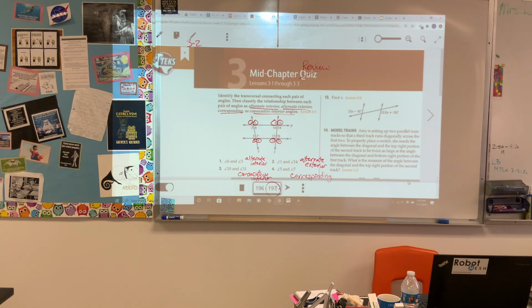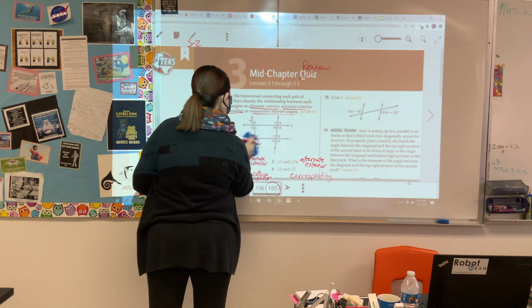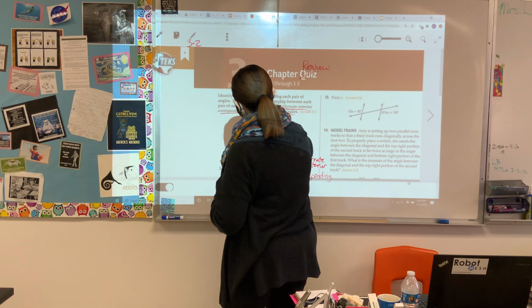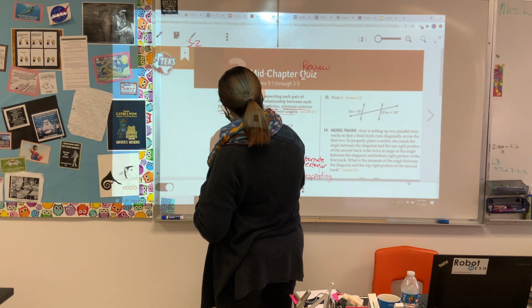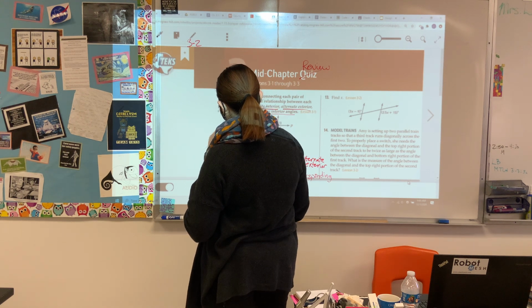Alternate exterior are non-adjacent exterior angles on opposite sides of the transversal. So this is the transversal. So would it be 1 and 7? No, because 1 and 4 are on the same side of the transversal. I'm talking about the transversal on that example. Oh, on this one? Yeah. It's not, I don't think it's true. No, because this is the transversal. It would be like 1 and 8 or 5 and 4. Yeah, that's what I thought, you said that 1 and 4 would be alternate exterior.